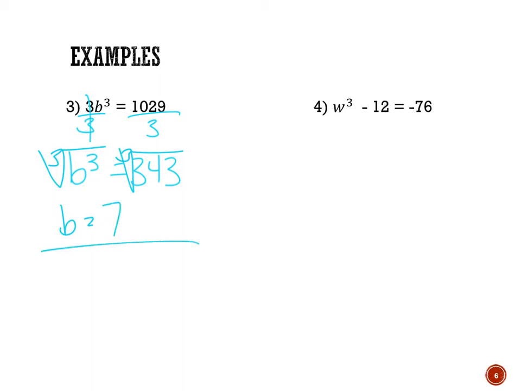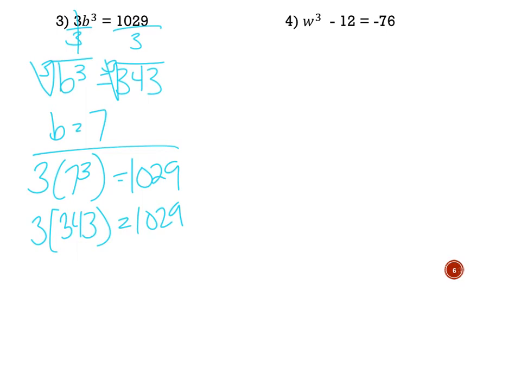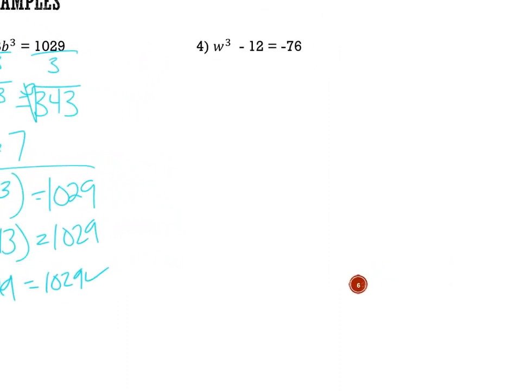So to check my answer, 3 times 7 cubed equals 1029. 7 cubed is 343. So 3 times 343 equals 1029. Three times 343 gives me 1029 equals 1029. Checks out.